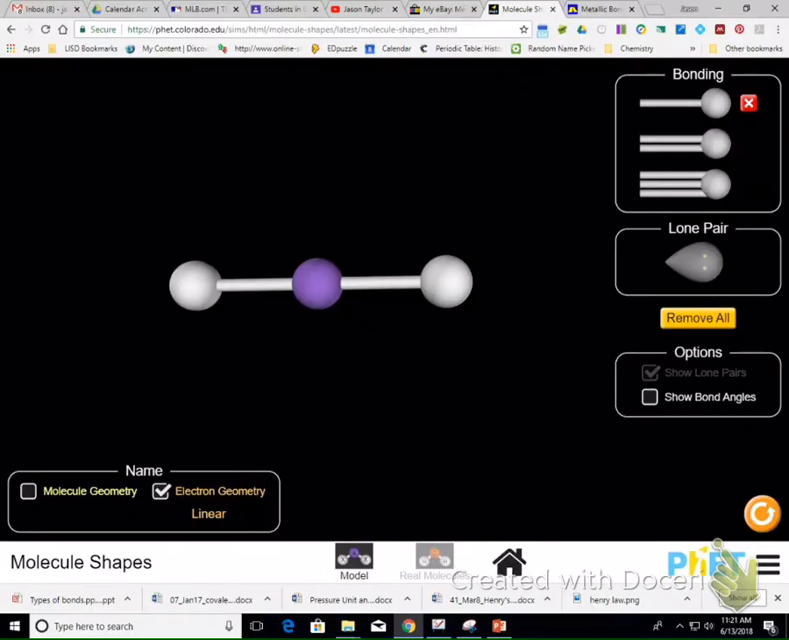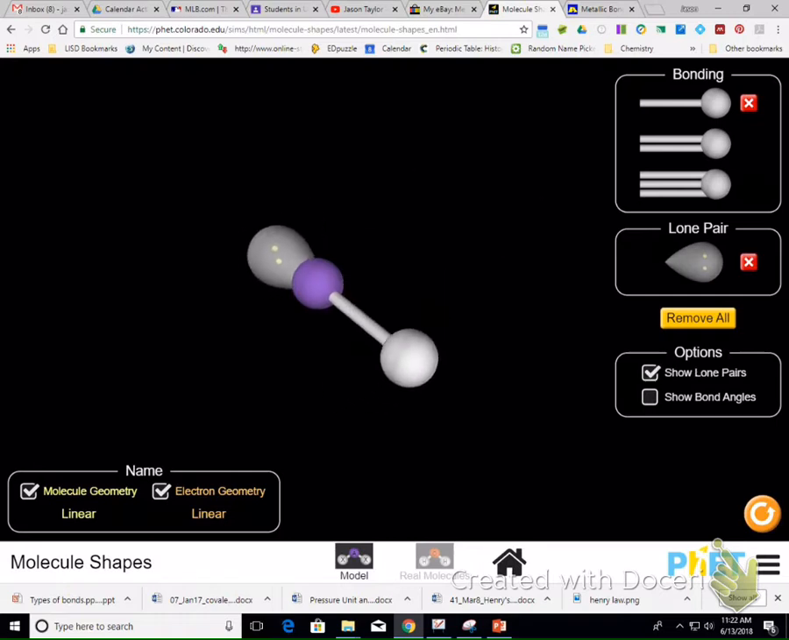Okay, we're back in our modeling software, and I have the first electron domain geometry. We called it linear, it has two domains. This is a very simple geometry because there's really no subset with a different name. If you have this electron domain geometry and both of your domains are shared, then the molecular geometry, let me click on that name, is also linear. And it's symmetrical. Now the only thing we can do to mess with this geometry is to take away one of our pairs and replace it with a lone pair.